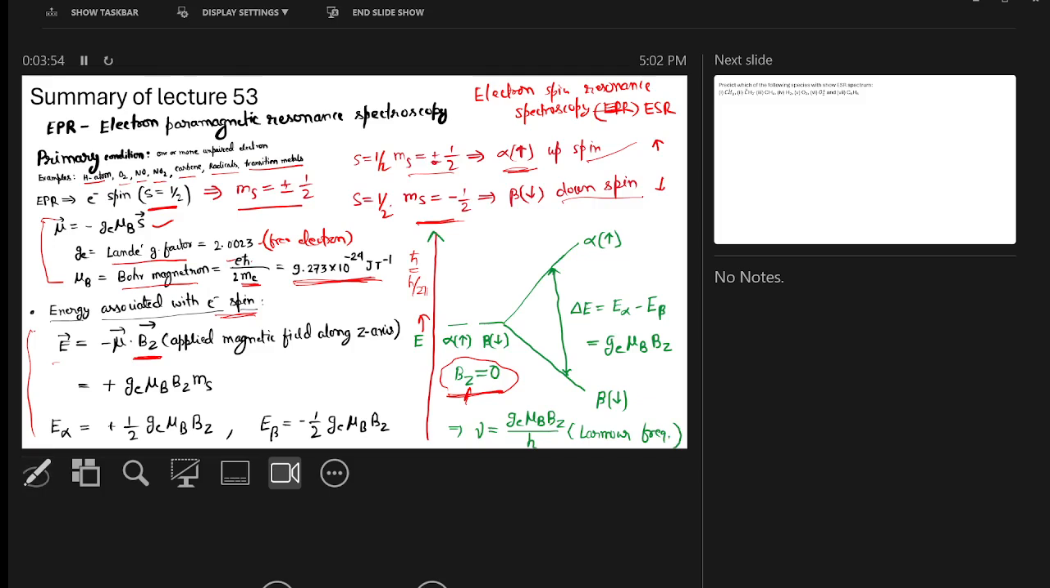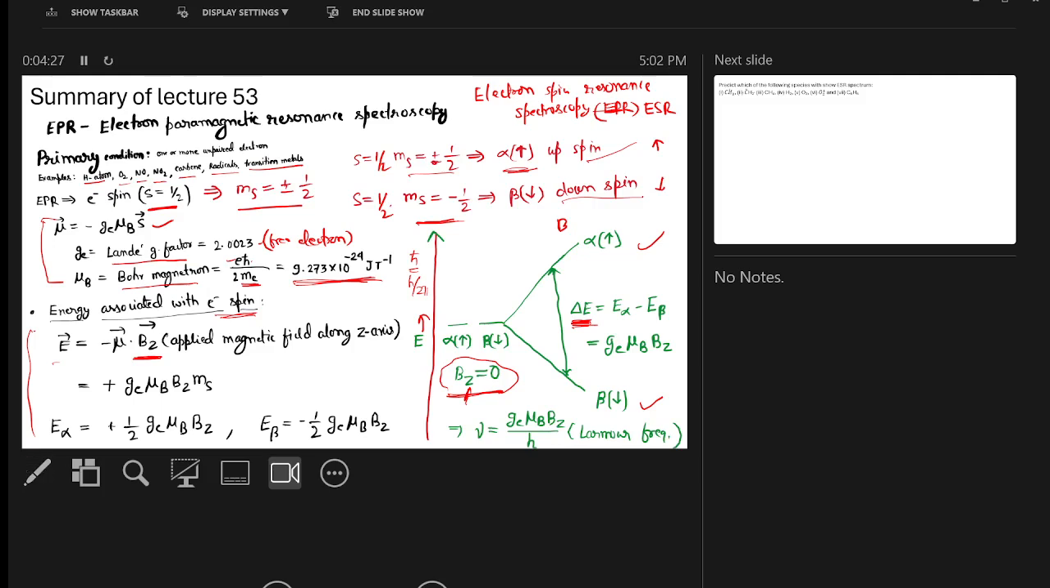But when you apply a magnetic field, let's say you are applying some magnetic field B, the splitting will happen. The splitting between alpha and beta will happen in such a way that beta will have lower energy than alpha, and this energy gap between alpha and beta will depend on the strength of the magnetic field. So higher the strength of the magnetic field, higher will be the separation energy, this delta E.